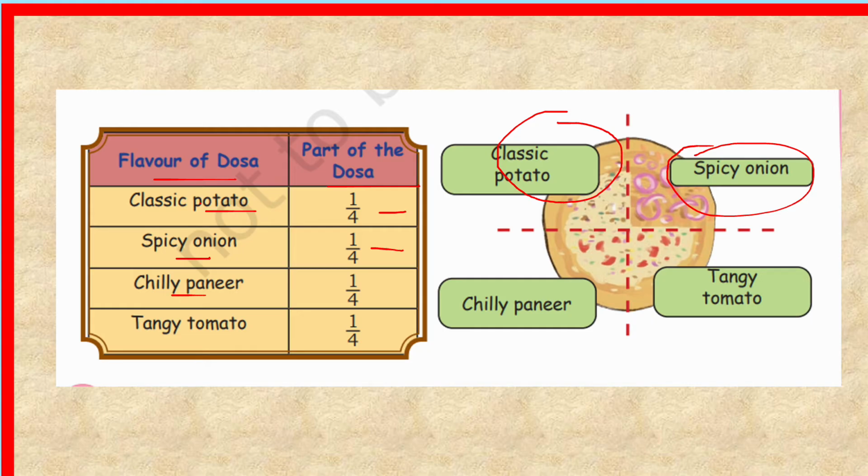Then chili paneer, 1 by 4 part. See, this is chili paneer. Out of 4 parts, 1 part is chili paneer. Then next is tangy tomato, 1 by 4 part of the dosa. See, this is tangy tomato. Out of 4 parts, 1 part is tangy tomato. Here the dosa is divided into 4 equal parts. 1 part classic potato, 1 part spicy onion, 1 part chili paneer, 1 part tangy tomato.